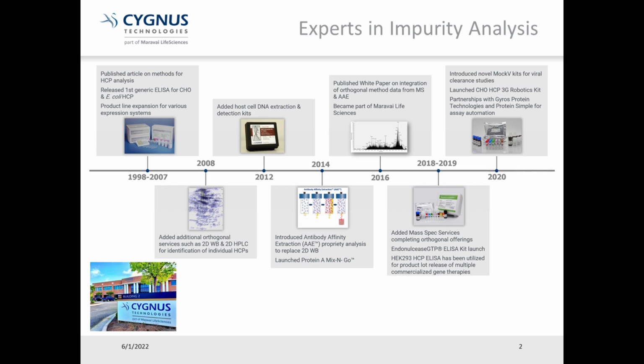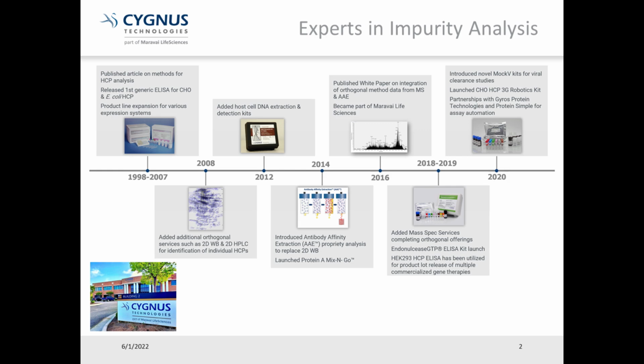Here's a brief history of Cygnus Technologies. We became involved in host cell protein analytics in 1998 with the publication of a white paper of our idea of how to monitor host cell proteins. In 1999, we launched our first commercial CHO and E. coli host cell protein kits.